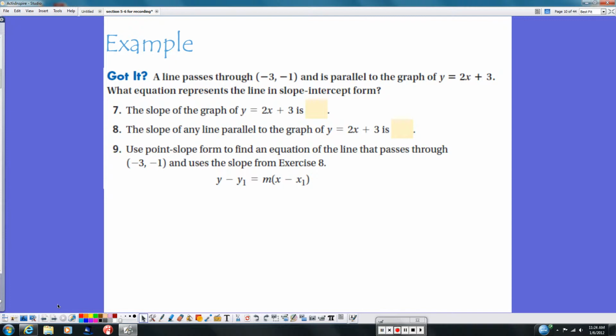Okay, so what are we going to be doing for our homework assignment? Well, we're going to be writing equations of lines that are parallel to a given line going through a particular point. So let's look at an example. It says a line passes through the point -3, -1, and is parallel to the graph of y equals 2x plus 3.